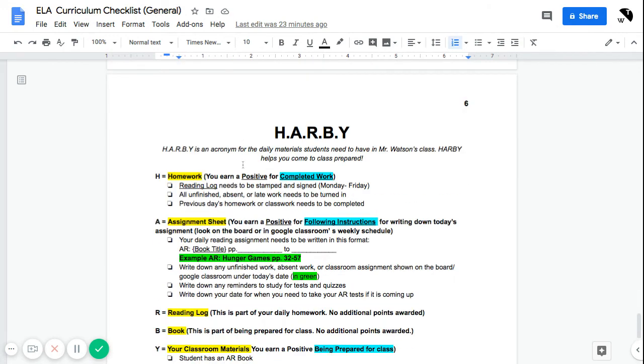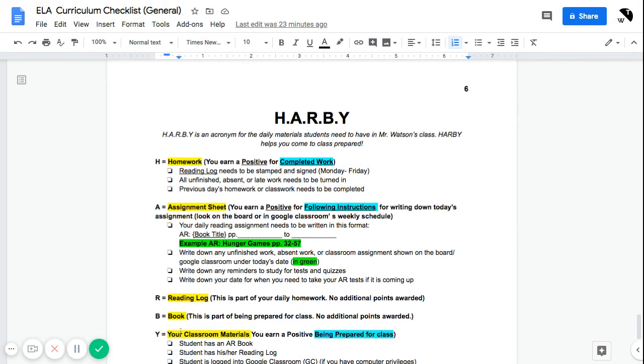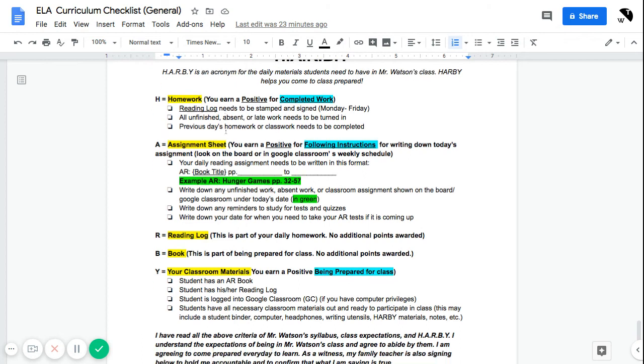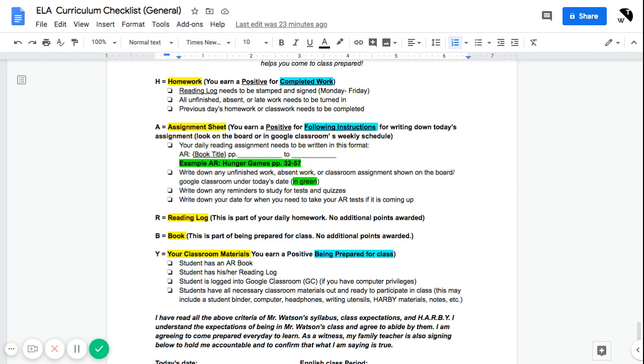Finally, here's Harvey. Harvey stands for homework, assignment sheet, reading log, your book, and your classroom materials. These are the expectations that when you enter Mr. Watson's class, and I say, all right, guys, get out Harvey, make sure you have everything. This is what I'm talking about. So you're going to come in, you're going to turn in your homework, you're going to write down the assignment that's on the board. You're going to pull out your reading log, make sure you have that, make sure you have a book, and you're going to make sure you have all of your classroom materials out, your computer, whatever you need for that class is going to be out.